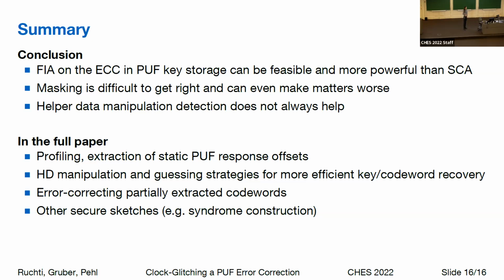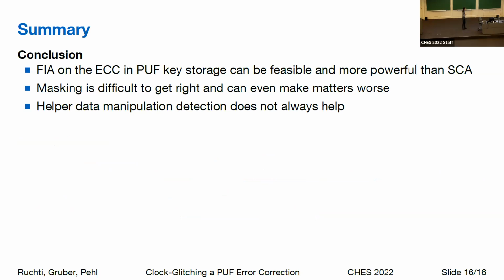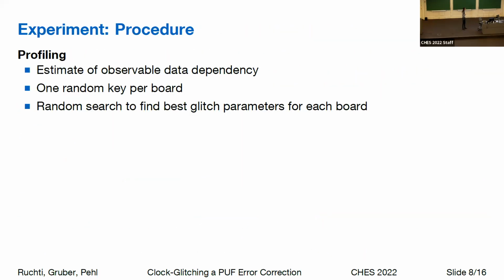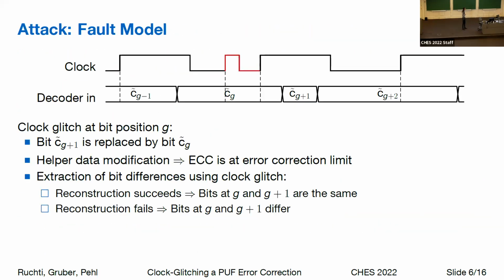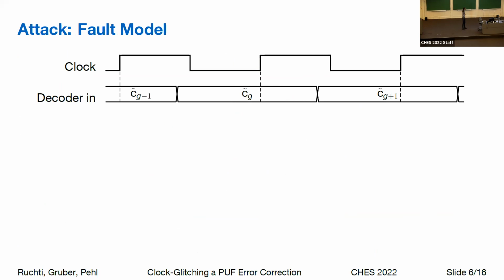Any other questions? I have one question. So in the assumption part, you mentioned that you push the ECC to its limit. So how can you ensure that when you have a black box device?